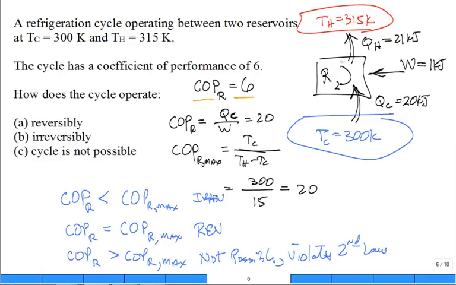So if somebody came in and they said, no, my reported COP is 25, what do you say? It's not possible. It violates a law of thermodynamics, and basically it violates the second law because you have coefficients of performance here.